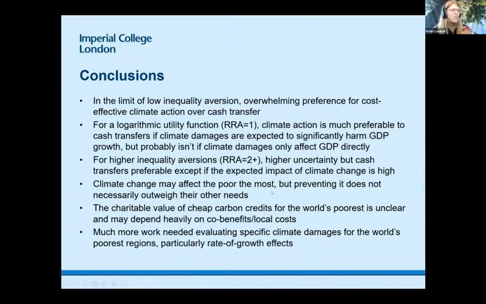So climate change may affect the poor the most. Preventing it does not necessarily outweigh their other means. It is not necessarily clear that cheap carbon credits are of net charitable benefit compared to simply transferring money. And much more work is needed to understand particularly rate of growth effects, which can result in poverty trapping, as opposed to simply looking at direct GDP damages.